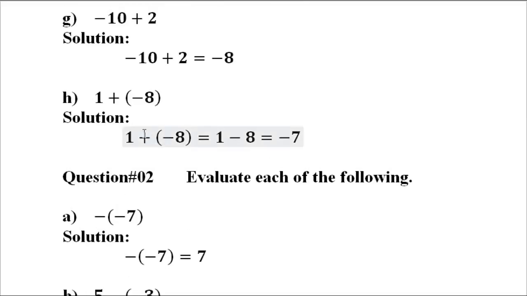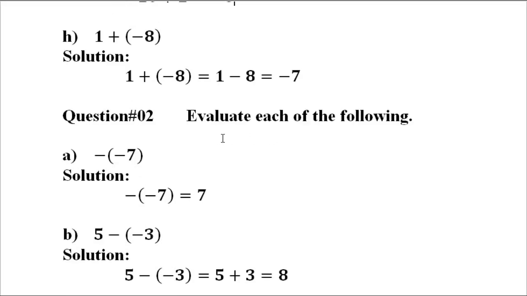Moving on to number 8, we have 1 plus negative 8. Multiply the positive sign with the negative 8, which gives us negative 8. And then positive 1 and negative 8 results in negative 7.